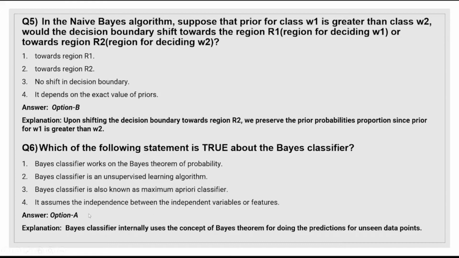Now here, we cannot say that this statement is entirely correct because the naive classifier assumes that the features are independent of each other and there is no correlation between the features. So this statement also is false, which leaves us with the Bayes classifier works on the Bayes theorem of probability. So this statement is correct.